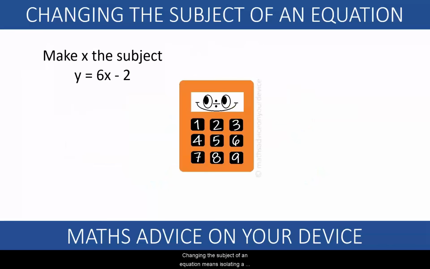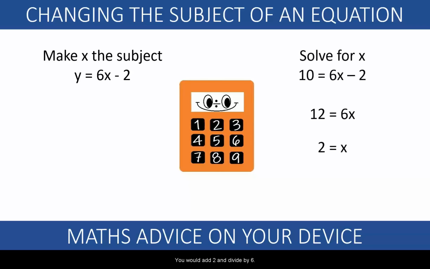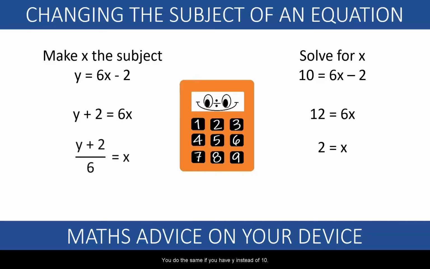Changing the subject of an equation means isolating a different variable. We use the methods first introduced when solving equations. For example, if we want to make x the subject of the formula y equals 6x minus 2, imagine that instead of y, we had 10. How would you solve for x? You would add 2 and divide by 6. So you do the same if you have y instead of 10. You are going to treat y as a constant and make x the subject.